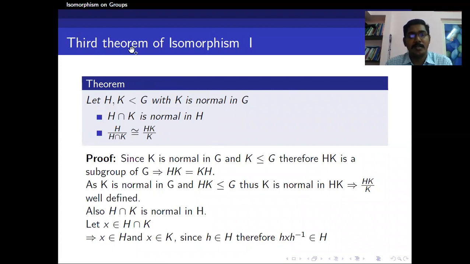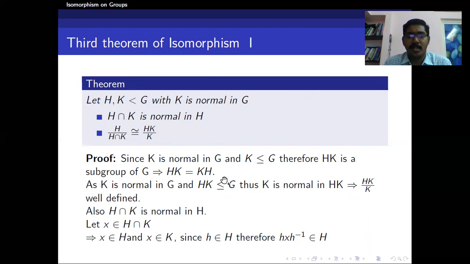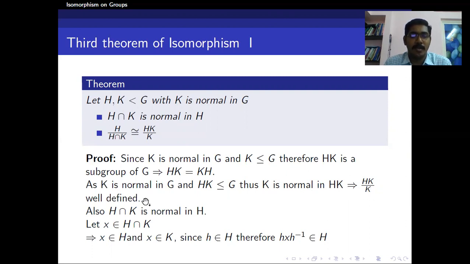Then the third theorem of isomorphism: let H, K be subgroups of G with K normal in G. Then H intersection K is normal in H, and H over H intersection K is isomorphic to HK by K. Since K is normal in G and K is an improper subset of G, therefore HK is a subgroup of G. That implies HK equals KH. As we know, K is normal in G and HK is a subgroup of G, and K is normal in KH. That implies HK over K is well defined. And also H intersection K is normal in H.